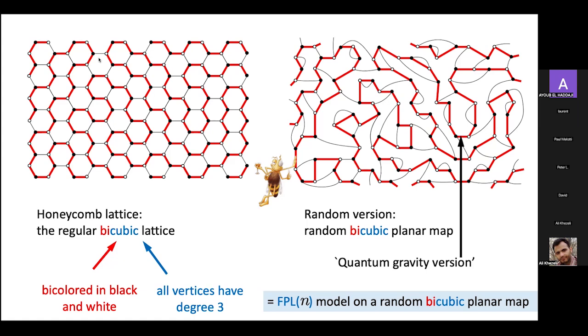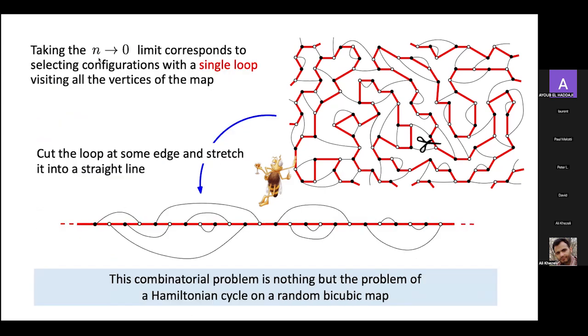And so on the left, we had the FPL model on the honeycomb lattice. Now we have it on the random bicubic planar map. Sorry about these things. We worked a lot to make them disappear, but to no avail. Okay, so now take your random planar map on a sphere filled with this fully packed loop.